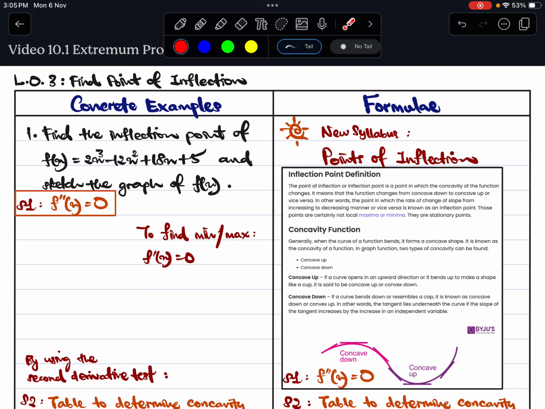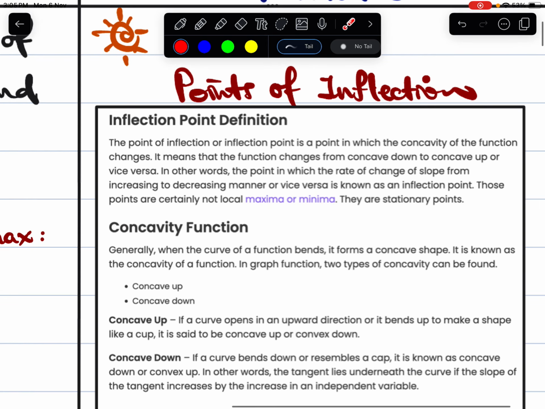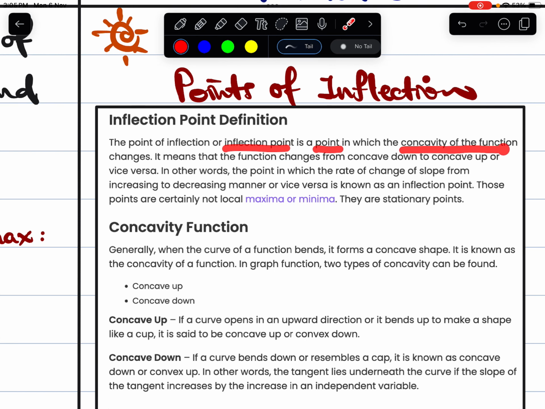So let's see the definition first. The inflection point is a point in which the concavity of the function changes. It means that the function changes from concave down to concave up or vice versa. In other words, the point in which the rate of change of slope goes from increasing to decreasing or from decreasing to increasing. So that is what it means by inflection point. We just need to find the point, that is our goal.